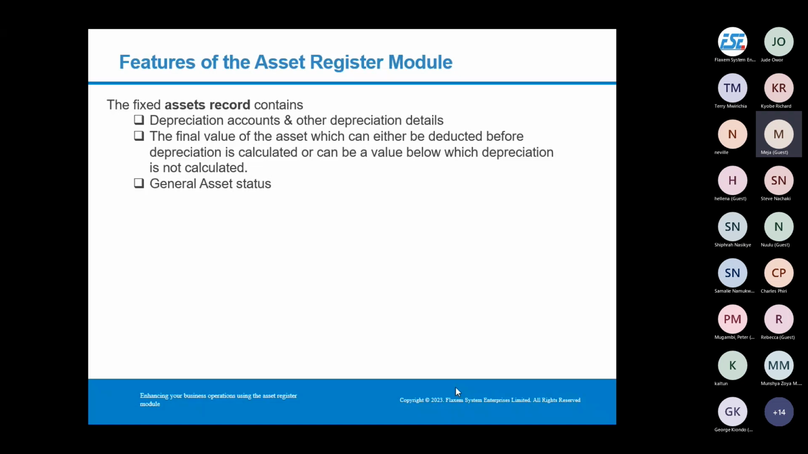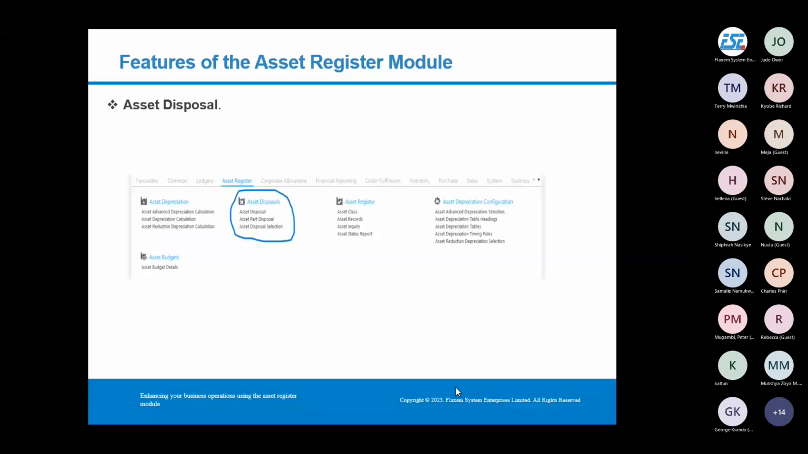You can also see the general asset status, in which you can perform an asset query and see all the details. Also, there's asset status, which shows the status of the asset, whether it's depreciated, disposed or active. So this is the screen for your fixed asset module in SunSystem.